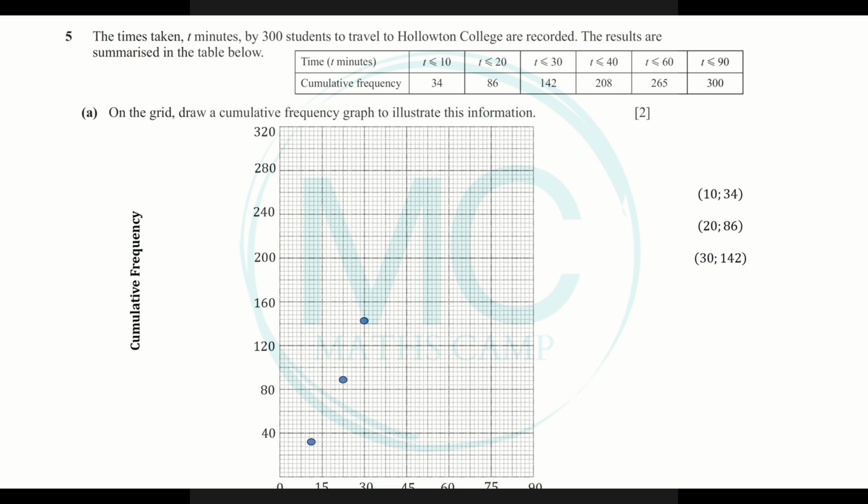Then I have a time of 40 and cumulative frequency of 208. Let's plot that point. Then time of 60, cumulative frequency of 265. Let's plot that point. And finally, a time of 90 and a frequency of 300. I can plot this point here. To draw the graph, we simply join our points together like this.